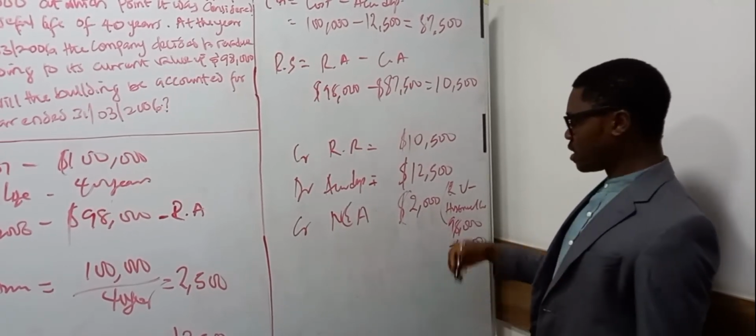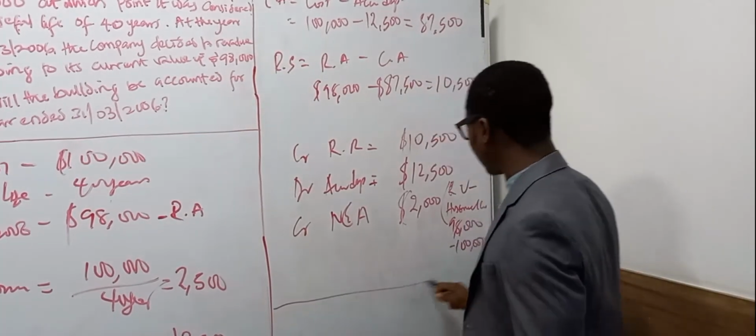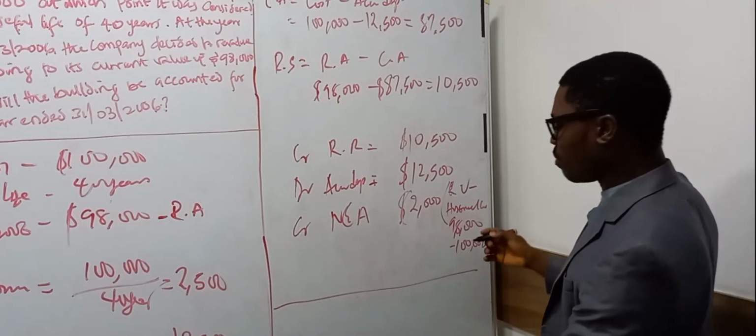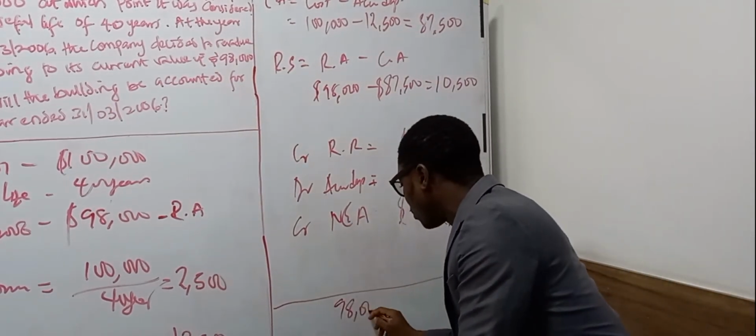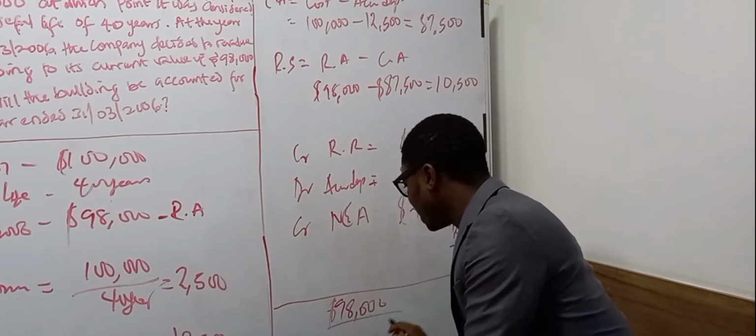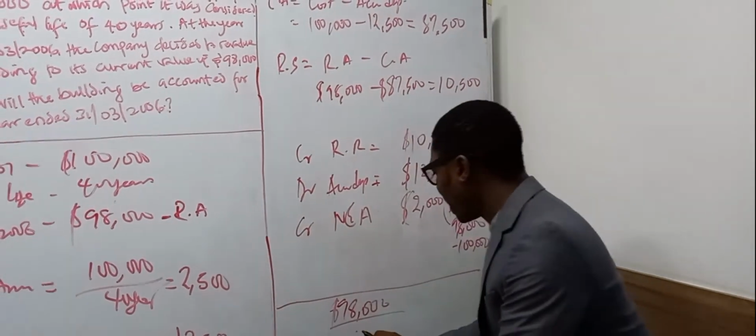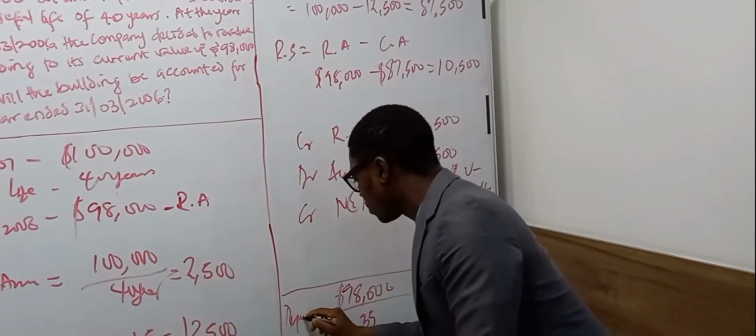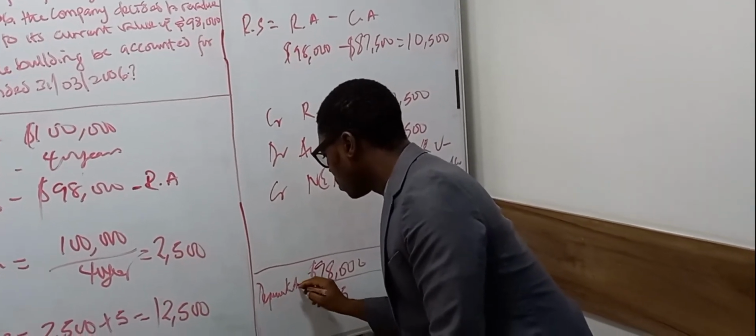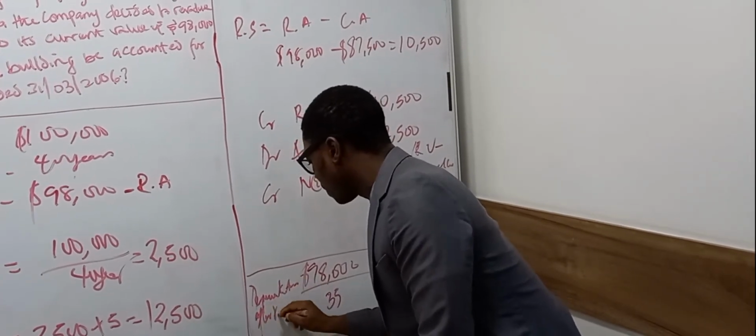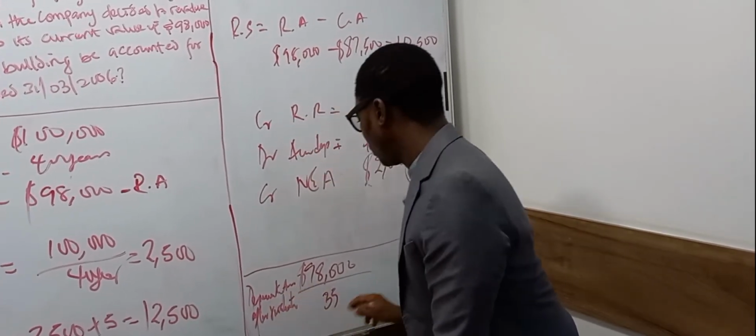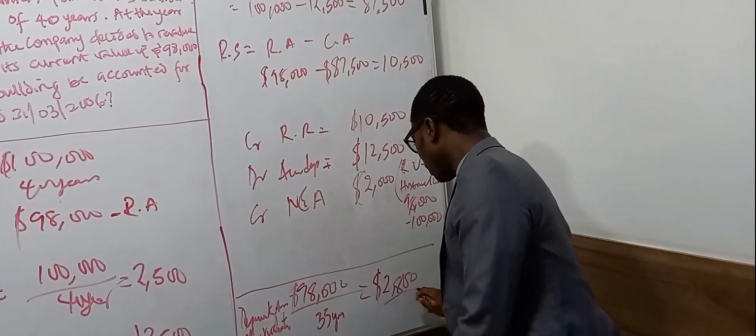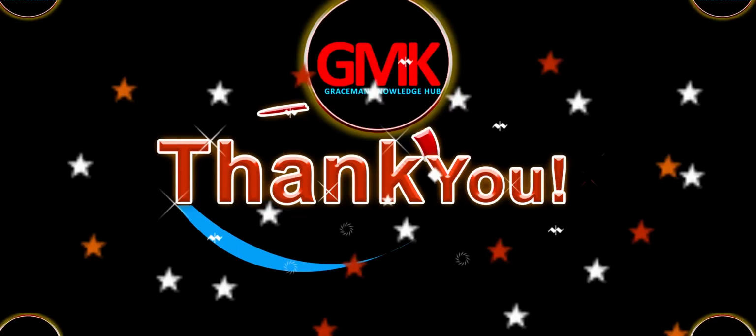That means from the beginning of 2007, the cost in the books will now be $98,000 divided by 35 years. This is the depreciation amount after revaluation, which will be $2,800.